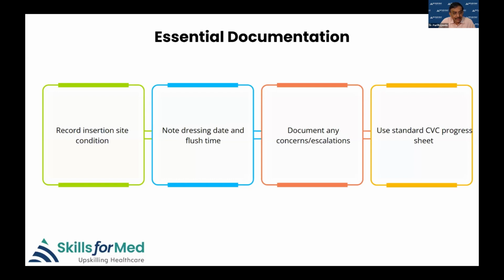So what do you document? You should record the insertion site and the condition of the line, that it's working, and that you have flushed and tested it, and what the dressing date and the last flush time are. Any concerns or escalations should be marked in red, written in red, and you could use a standard central venous line progress sheet also if you want. Next slide.